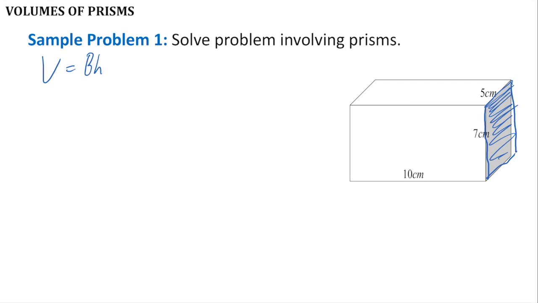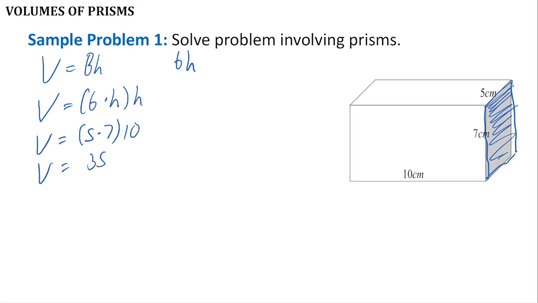So once again, our volume formula is volume equals area of the base times the height. We find area of a rectangle by base times height. So our volume formula in the long form would be volume equals base of the rectangle times the height of the rectangle times the height of the prism. So volume is going to equal 5 times 7 times 10. So volume equals 35 times 10. Our final answer is volume equals 350 cubic centimeters.